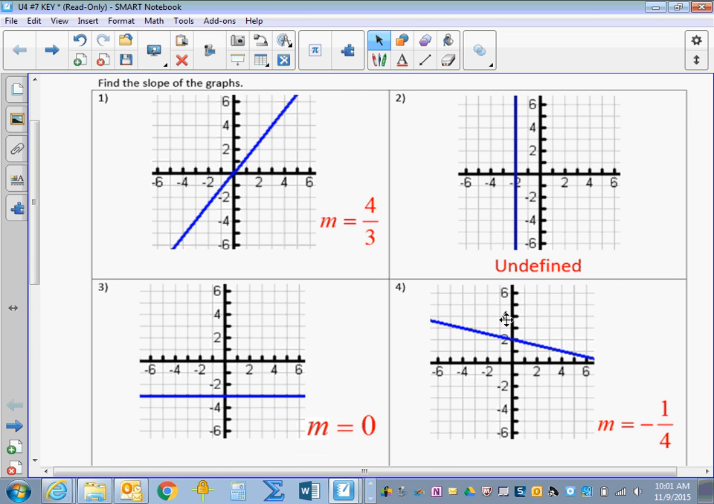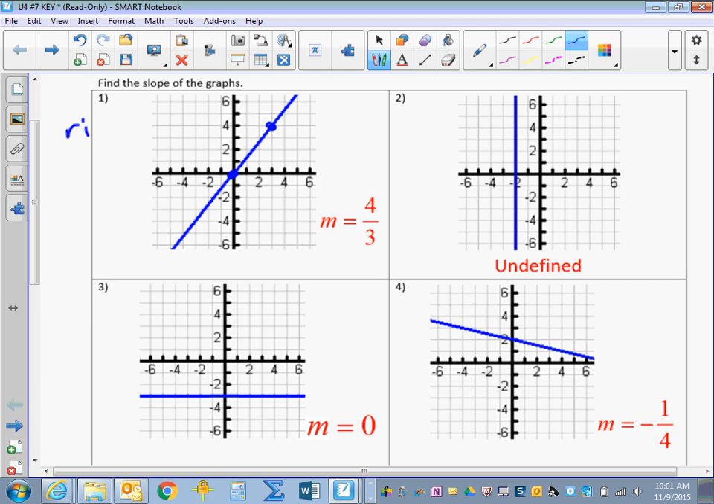Questions on the first 4 problems of your homework? No. All of it? Okay. All right, so it asks us to find the slope of the graphs. What is my slope? How do I find slope? Good. We take 2 points and find how much we rise over how much we run. You have to get up and rise up before you can go running. If you're laying in bed, you can't just start running. You have to rise up out of bed and go running.